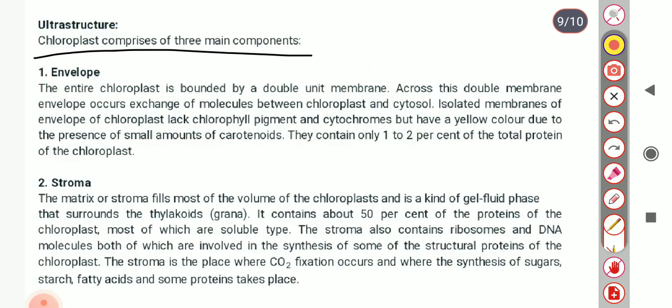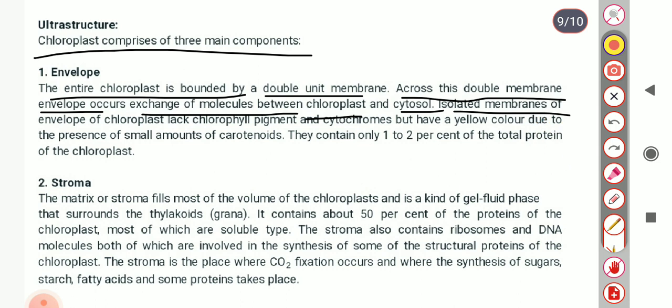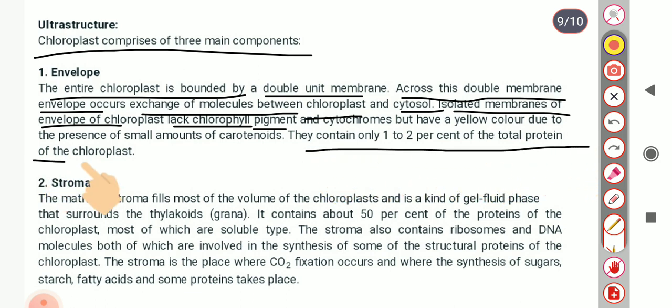When we talk about the ultrastructure, first the envelope: the entire chloroplast is bounded by a double unit membrane. Across this double membrane envelope occurs the exchange of molecules between chloroplast and cytosol. The isolated membrane of the envelope lacks chlorophyll pigment and cytochromes, but has a yellow color due to the presence of a small amount of carotenoids. They contain 1 to 2% of the total protein of the chloroplast.